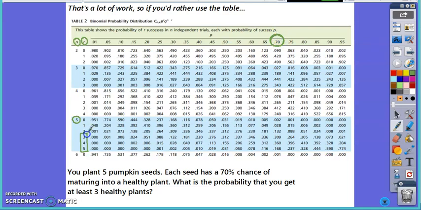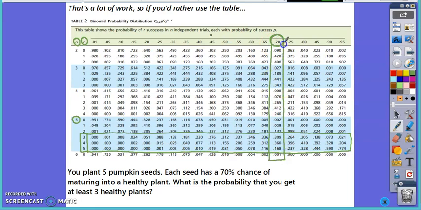So if we follow the 3, 4, 5, in the 70% likelihood, this little spot right here gives the probability of 3 or 4 or 5. And so then we can just take the 0.309 plus the 0.360 plus the 0.168, and we still get that 83.7%. There's a little more rounding in this table, but it serves the same purpose. That just makes it a little quicker so you don't have to type it in every time.